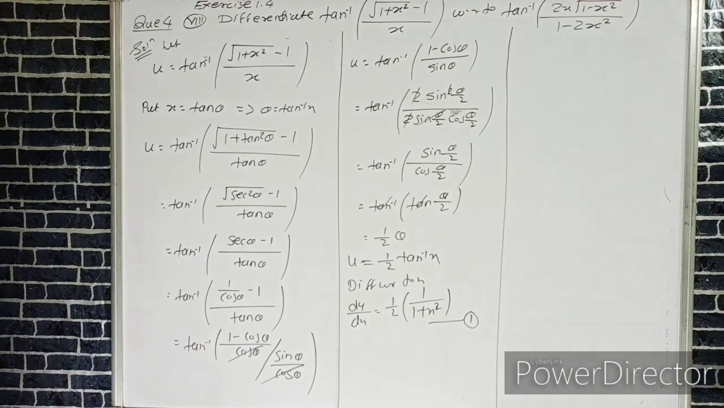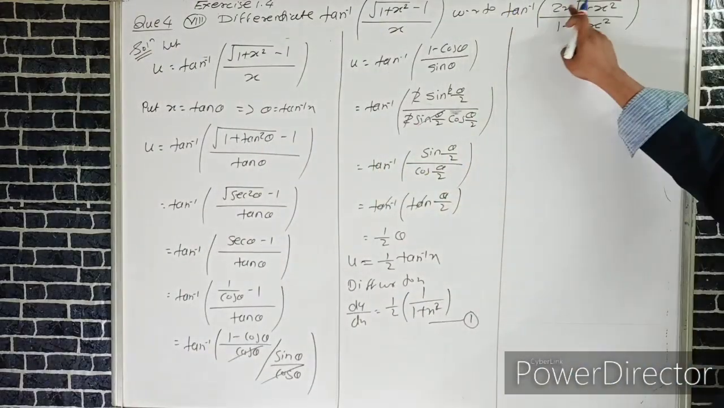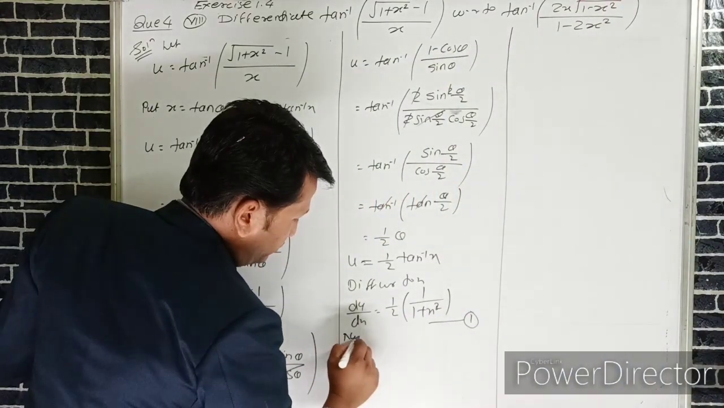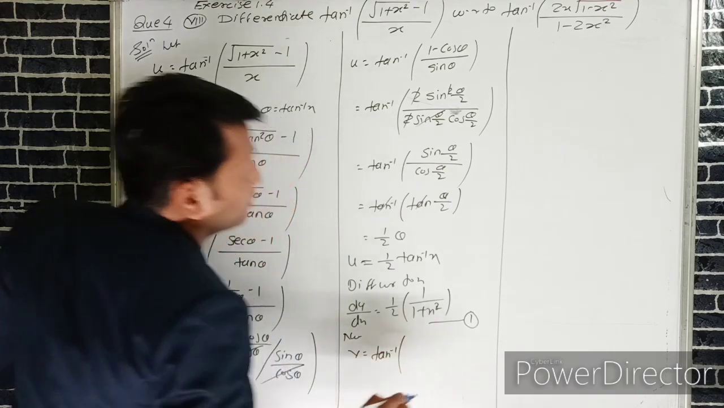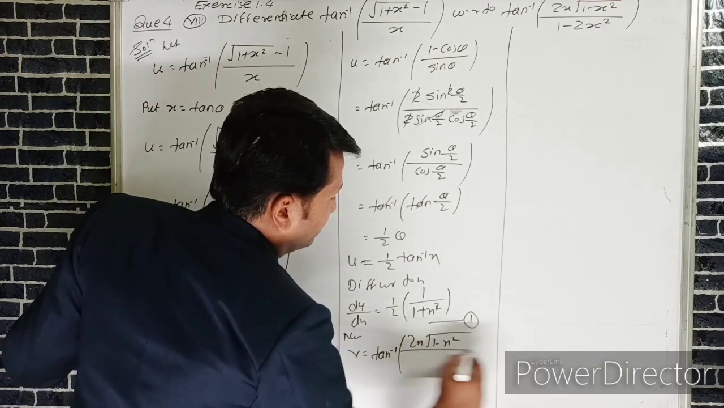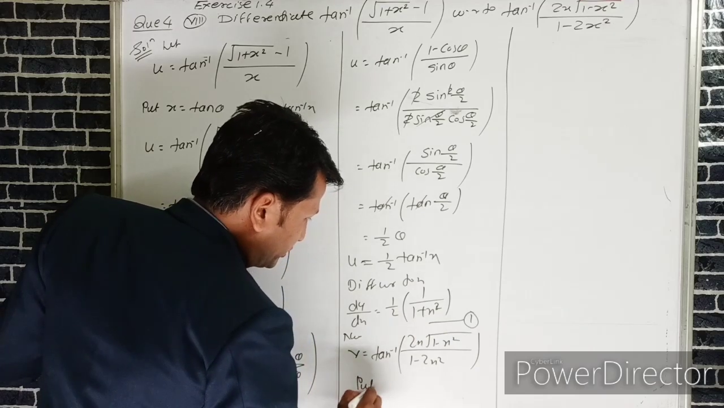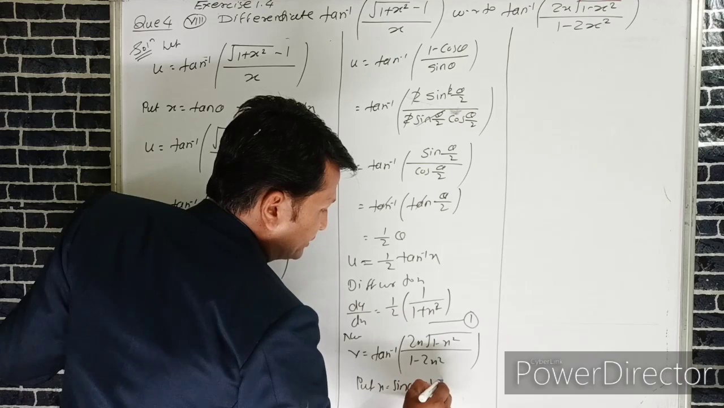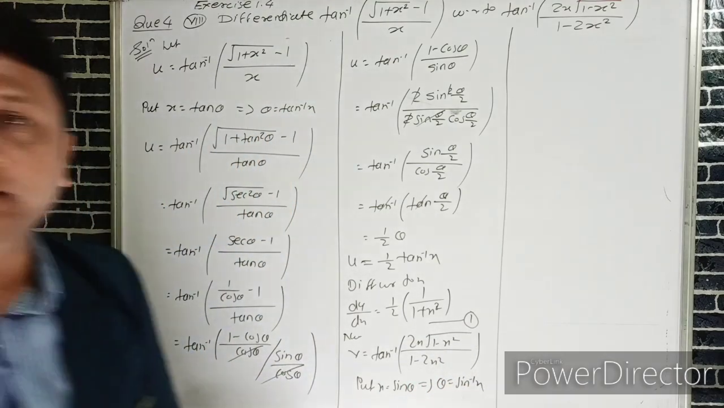Now again we take v is equals to 2x under root of 1 minus x square upon 1 minus 2x square. Now v is equals to tan inverse of 2x under root of 1 minus x square upon 1 minus 2x square. If we put x is equals to sin theta, then we can write theta is equals to sin inverse x. Now we solve this.